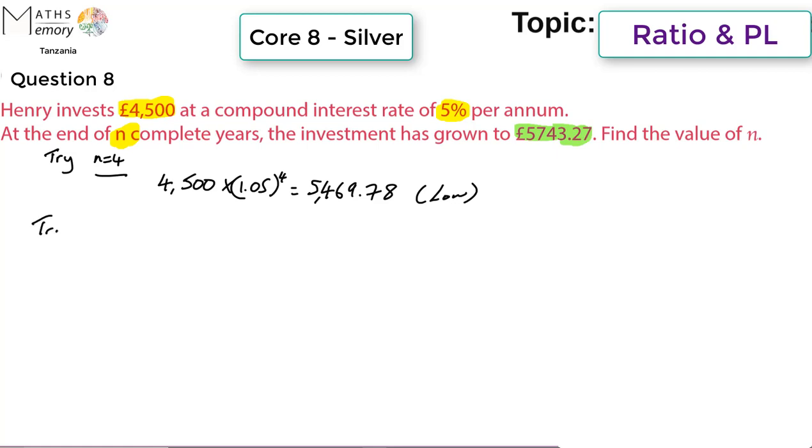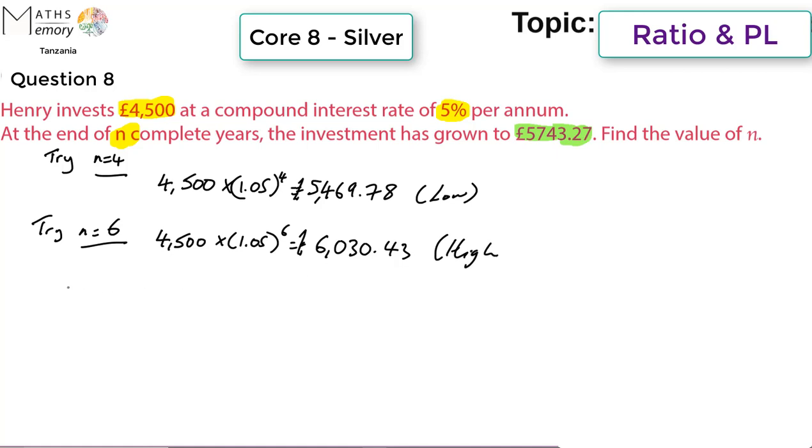Let's try another number over here. N equals 6. It doesn't matter if you put 7 or 8. They're not going to penalize you for that, as long as we try to whittle this down to our final number. So basic setup, 4,500 times 1.05 to the power of 6. This time we get 6,030 pounds and 43 pence. I'll do these signs as well. So that is a bit too high.